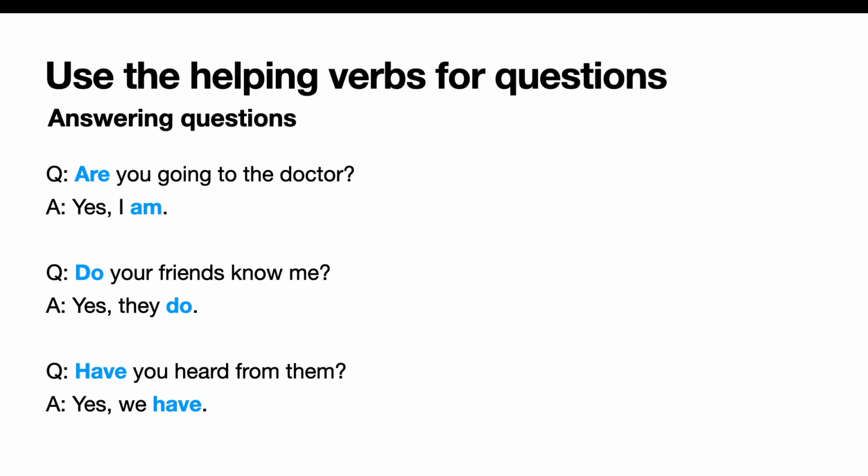Now let's use the helping verbs to answer questions. In these simple examples, you can see that we can just reuse the helping verb to answer simple yes or no questions. So, are you going to the doctor? You don't have to say, yes, I am going to the doctor. You could just say, yes, I am. Because they use the helping verb are, which is the be verb, in this question, you can use it to answer the question. In the second example, do your friends know me? Yes, they do. And in the third example, have you heard from them? Yes, we have. So now you try it.